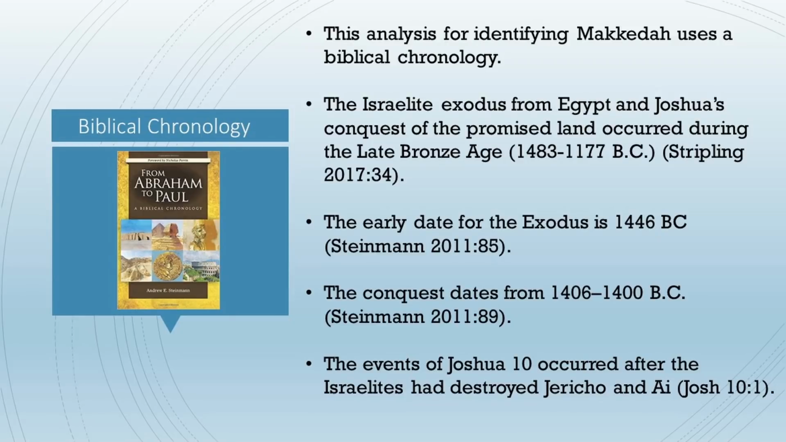And so the exact location of the ancient town of Makkedah is still unknown. For this analysis, I'm using a biblical chronology. The Israelite exodus from Egypt and Joshua's conquest of the Promised Land occurred during the late Bronze Age. Therefore, I used an early date for the Exodus, 1446 BC, and the conquest dates as 1406 and 1400 BC. So the events of Joshua 10 would have occurred after the Israelites destroyed Jericho. They're camped at Gilgal, and it's after they destroyed Ai as well.